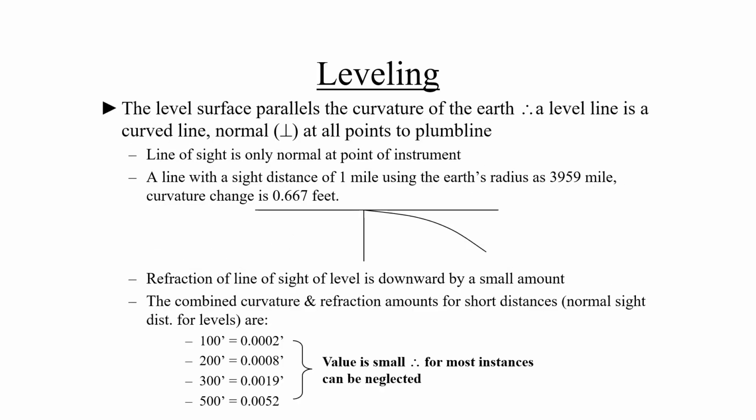The level surface parallels the curvature of the Earth. A level line is a curved line, normal at all points to the plumb line. Well, the line of sight is only normal at the point of the instrument. You can see it in the picture.